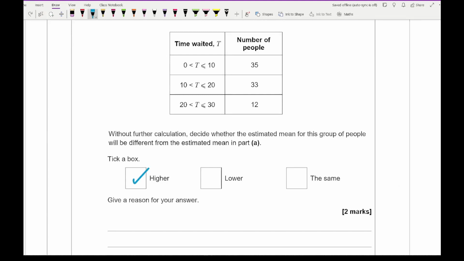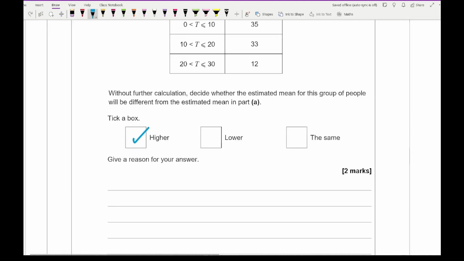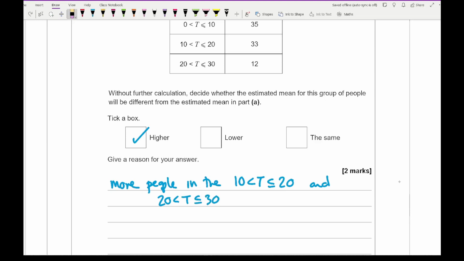Now, the reason why it's going to be higher, if I just move across, I've got more space, is that there are more people in the 10 to 20 and 20 to 30, and I should get rid of that line there. Not that they'll probably penalise me for it, but there you go. So this will increase the mean time to wait. So something along those lines would be absolutely fine.